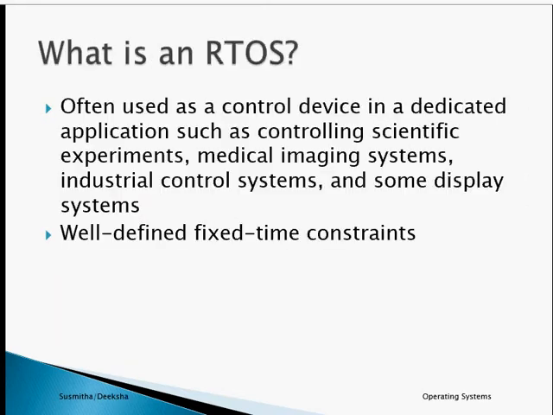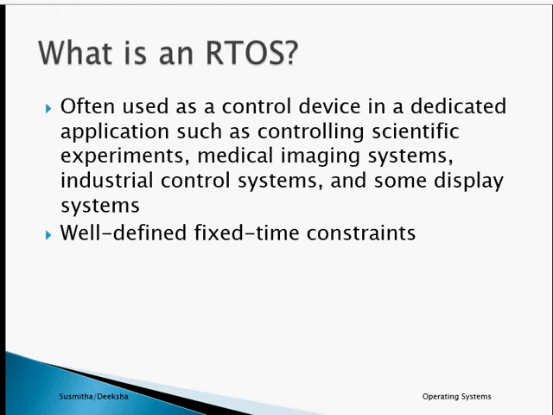Now we came to the main topic, that is, what is a real-time operating system. This is often used as a control device in a dedicated application such as controlling scientific experiments, medical imaging systems, industrial control systems, and some display systems. Here we have well-defined fixed time constraints.